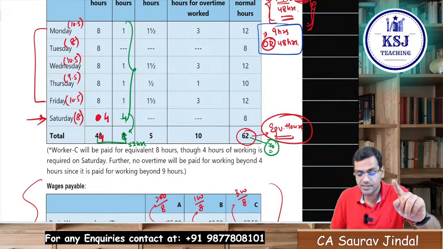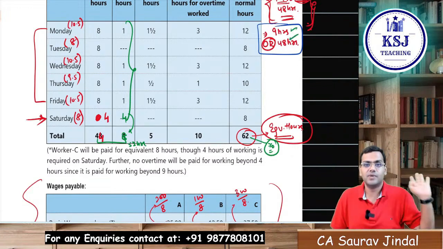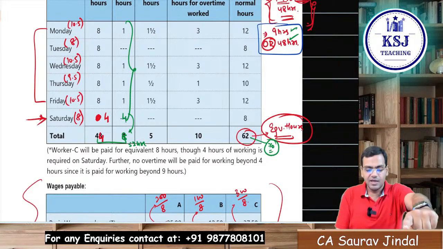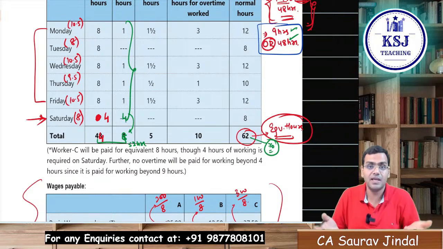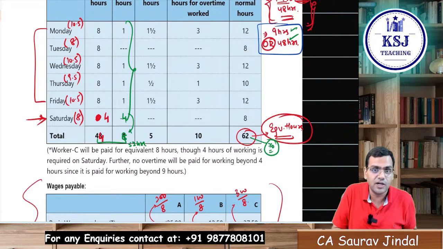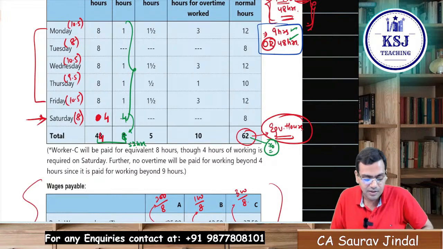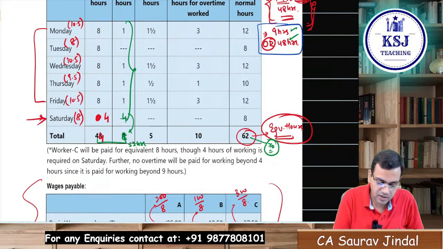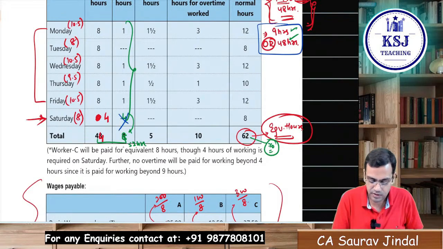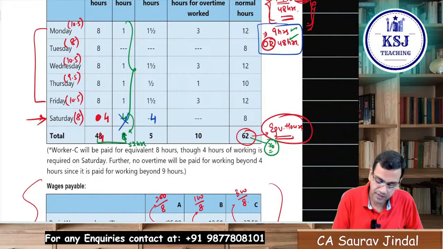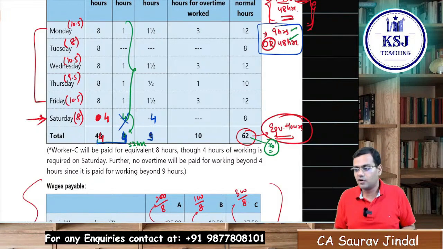Sir, the question says, if any one of the conditions is satisfied, 9 hours or 48 hours, you have to pay overtime. Here, up till 52 hours also, you are not paying him overtime, sir. He has already crossed 48 hours. So why are you not paying overtime? That is why here you cannot take this as 4, because then you are violating the condition. Here you have to take it as overtime, because here 48 hours are already completed.